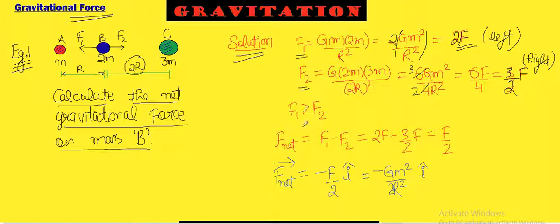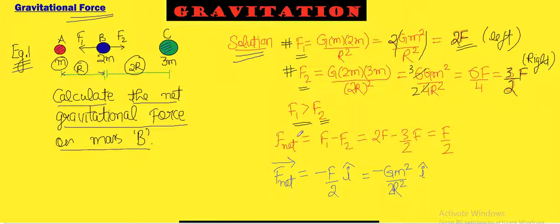Now F1 is greater than F2. We can see that. Although F1 is due to the smaller mass, because of the different distances, F1 is greater than F2. You need to realize that the force not only depends upon the value of mass, it also depends on the distance between them. So the force of the smaller mass in this case is greater than the force of the larger mass.